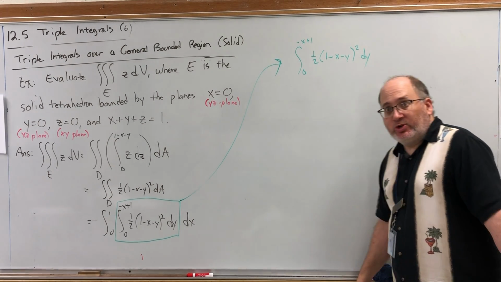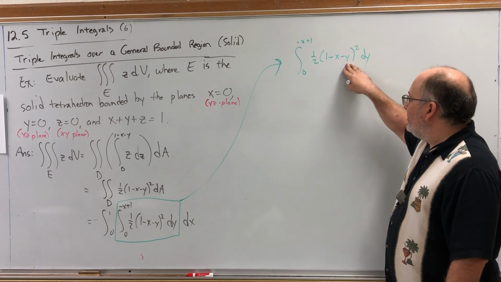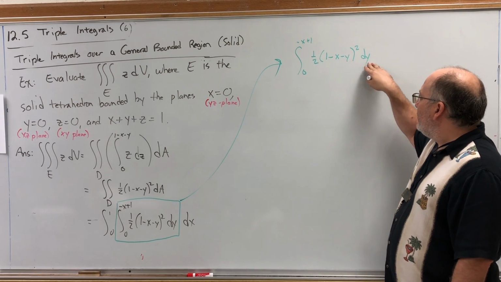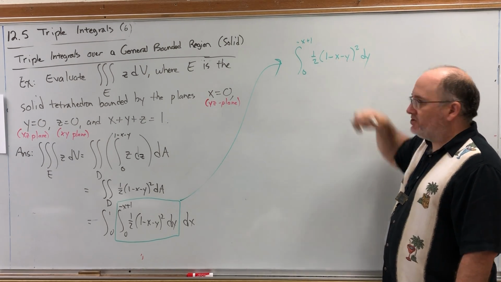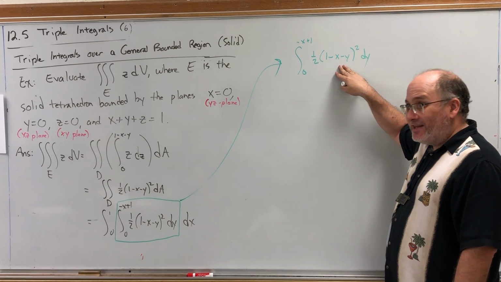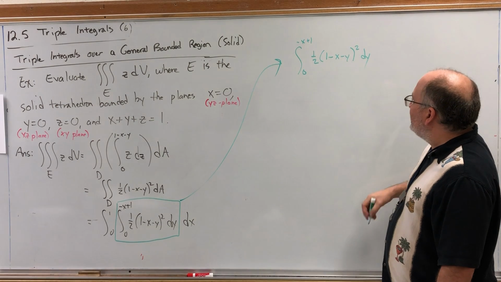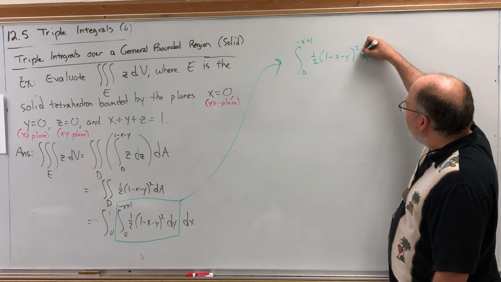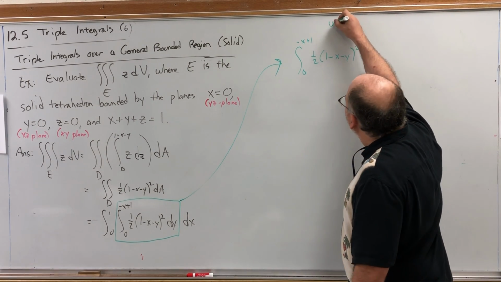You could do a substitution. You could say u equals all this stuff. And remember, if we're integrating with respect to y, the x is a constant. So if I said u equals this, its derivative would be negative 1. So to balance out the substitution, I would need an extra negative. Well, let me write this down.